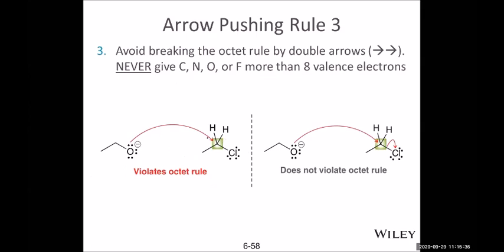Number 3 is, also try to maintain octet. That's very important. This is a single arrow. The problem is once the lone pair lands on the carbon, on the nucleus, this carbon now has 10 valence electrons around it. That will not be octet. So to maintain octet, this bond needs to break.